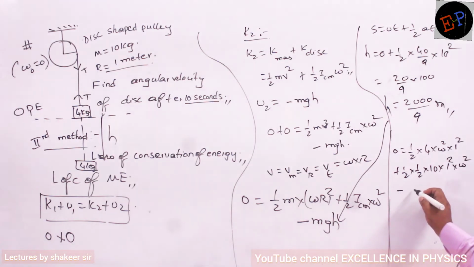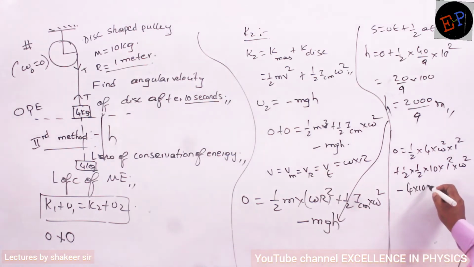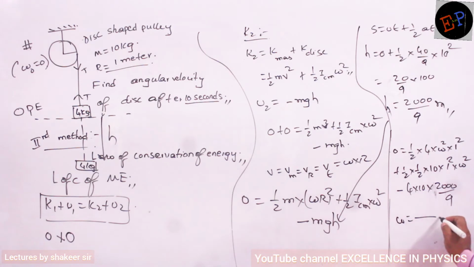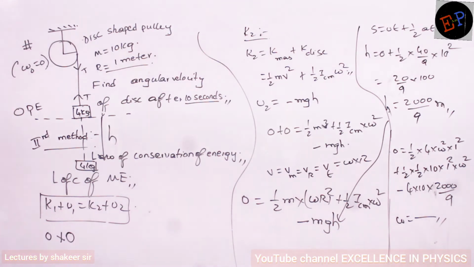Okay? So minus again mgh. M means mass of the mass, no? 4 kg. G value is 10. Height is how much? Height is 2000 divided by 9. Omega is the only unknown quantity, no? So calculate omega, that is my required answer. Like this also I can do. Understood now how we are calculating?